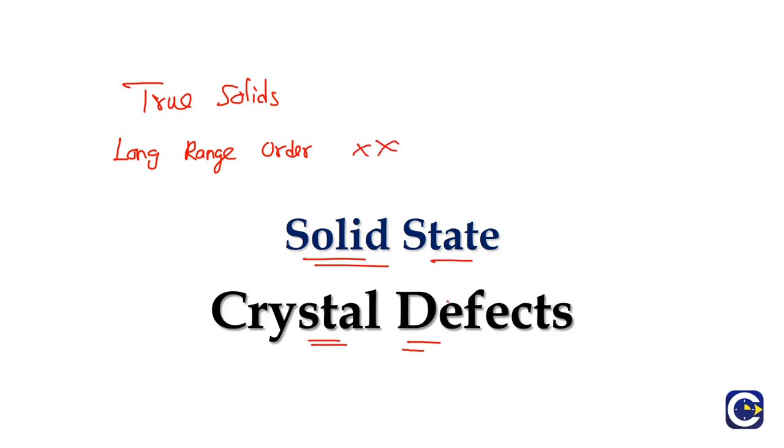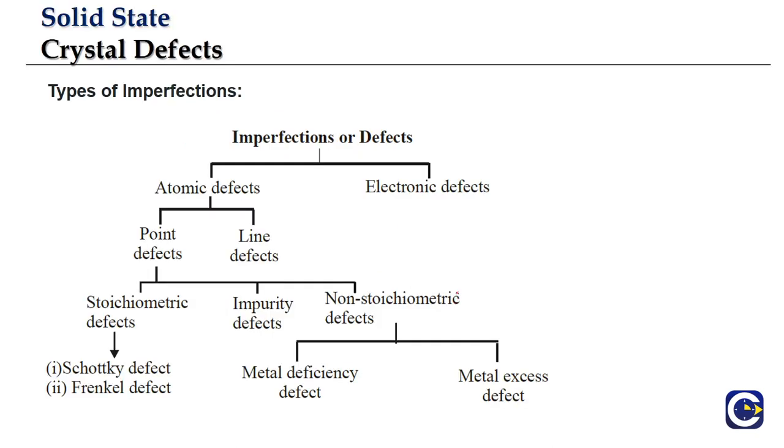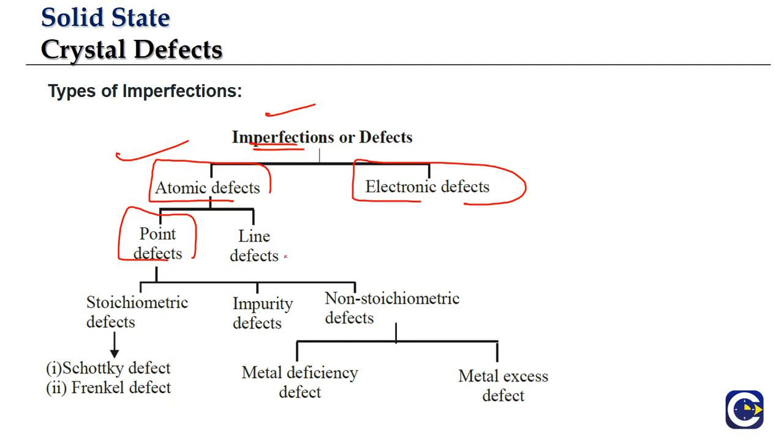So crystal defects are basically nothing but the cases where we are going to be missing this long range order. And if you look at the defects, which we can also call imperfections, we will talk about the atomic imperfections and electronic imperfections, or electronic defects and then atomic defects. Our focus will be on the atomic defects, which are concerned about the atoms. Within atomic defects we have point defects and line defects. Now our purview is only about the point defects.